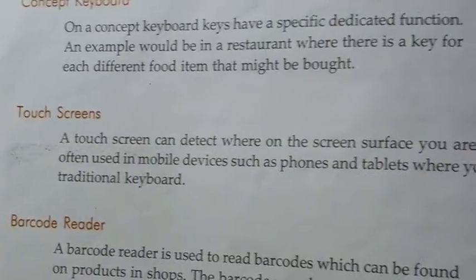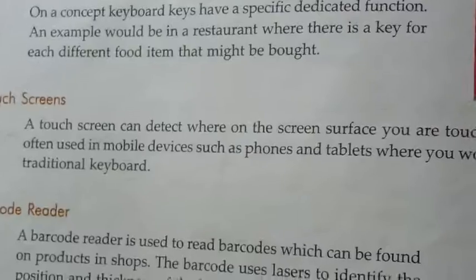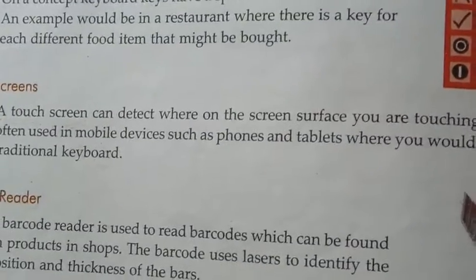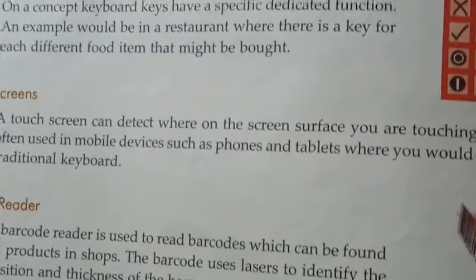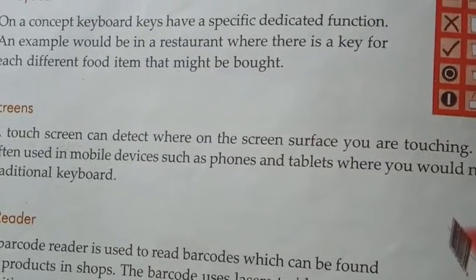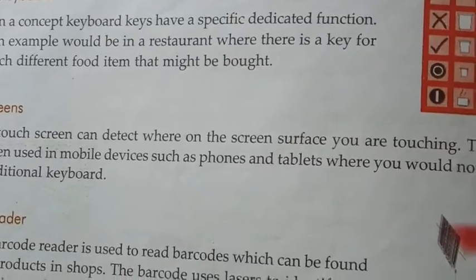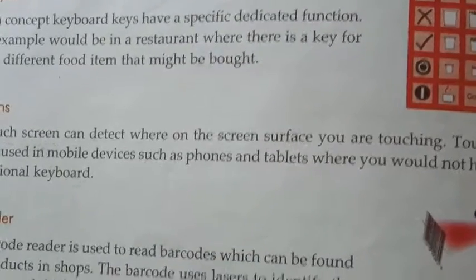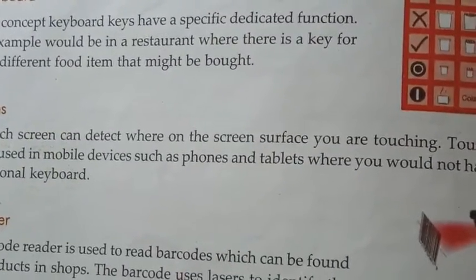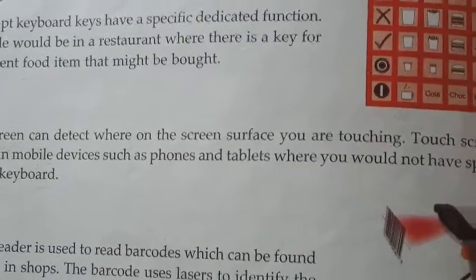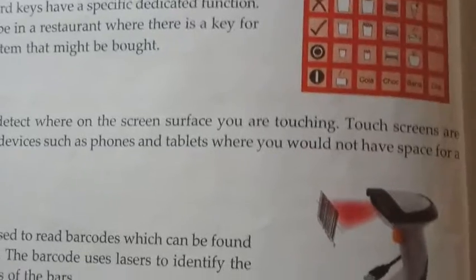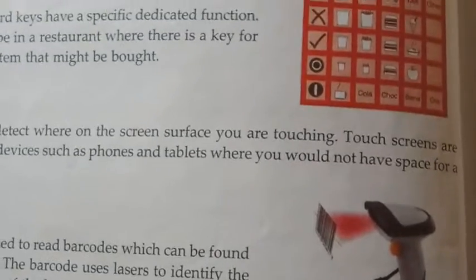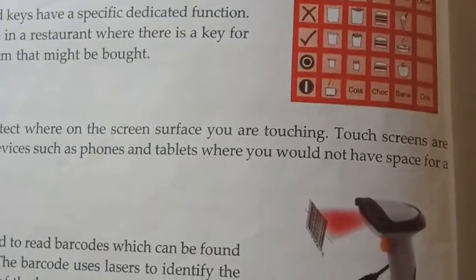Next one, touch screen. Nowadays we are using touch mobiles. How does a touch screen work? Behind the screen there is a panel. If you touch the screen, the light in that area is broken. This is electronics, so you need not study it internally, but the concept is that if you touch and the light is broken, then the corresponding item is selected.